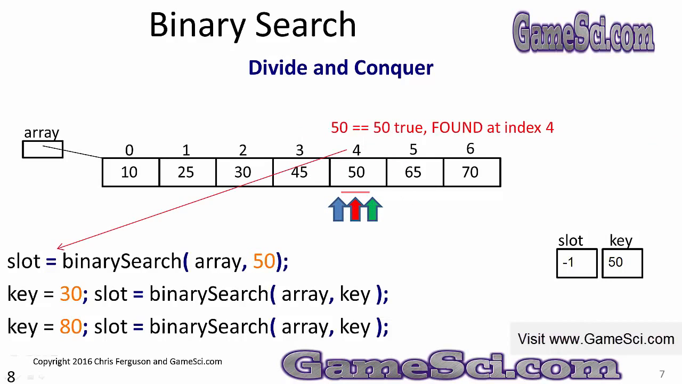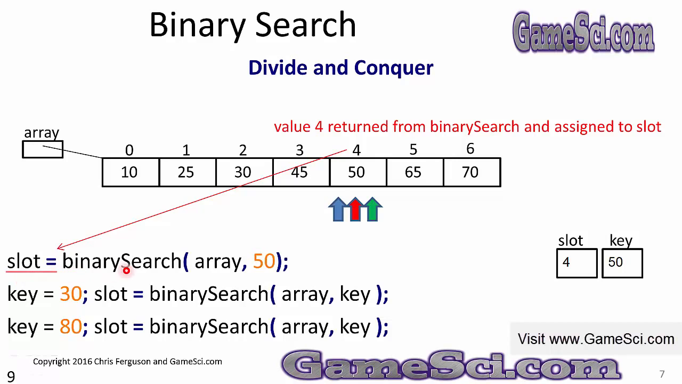And what happens? 50 equals 50 is a true statement. By constantly looking at the middle item and going left or right depending on its value, we came to index 4 and we found 50. Well, who's going to get that index 4? We'll send the index 4, 50 was found at position 4, back to the calling routine. The calling routine says take my reply and assign it to the variable slot. Take the 4 where 50 was found and assign it to the variable slot, and you can see slot has picked up the value 4.